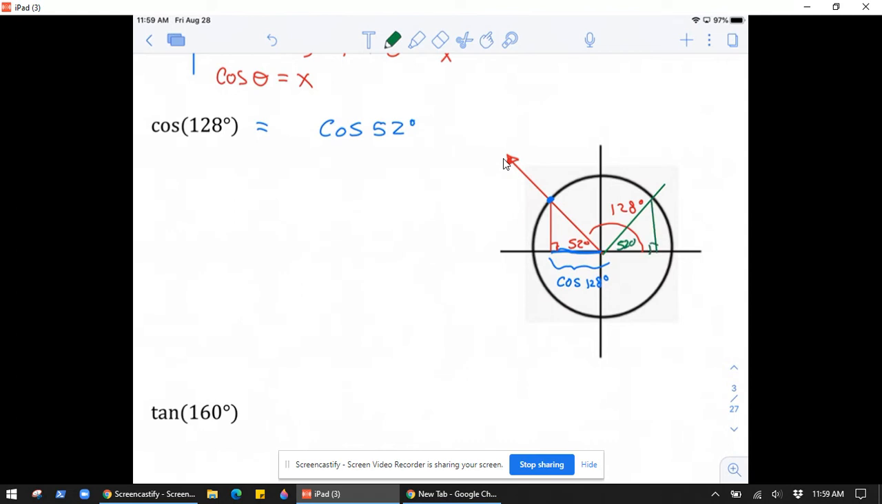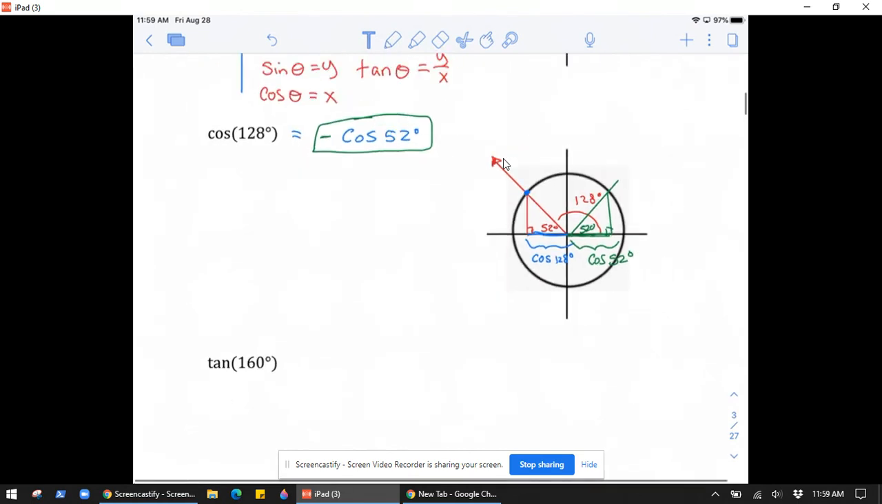Cosine of 52 degrees is positive: that is a positive distance, a positive x-coordinate. These lengths are identical but opposite. So in order to express correctly the cosine of 128 in terms of a reference angle, I need to negate that. So cosine of 128 is negative cosine of 52 degrees.